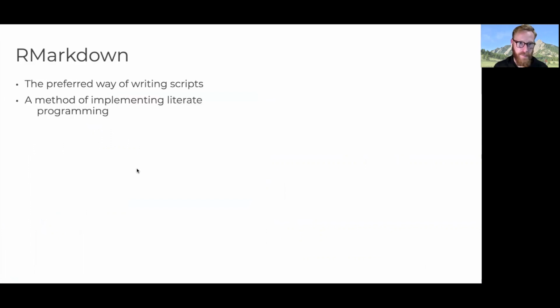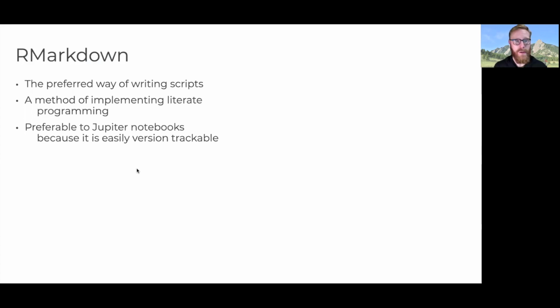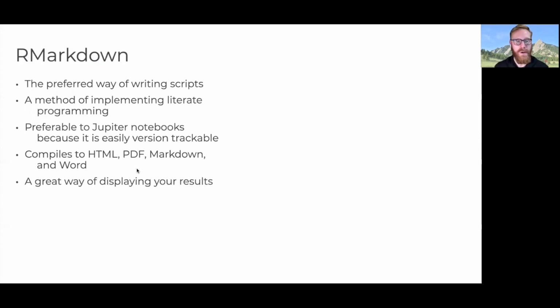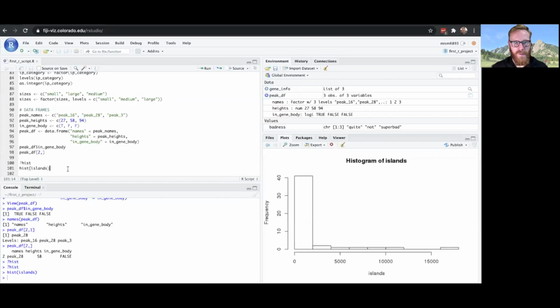The last thing that we're going to cover today is just a brief preview of RMarkdown. It's really the preferred way of writing scripts. And it's a way of implementing literate programming where you can write plain text explanation of what it is that you're doing and what you're hoping to achieve, and also some results that you're observing once you make a figure. And as I said earlier, it's preferable to Jupyter Notebooks because it's easily version trackable. It can compile to HTML, PDF, Markdown, and Word, and it's a really great way of displaying and communicating your results to others.